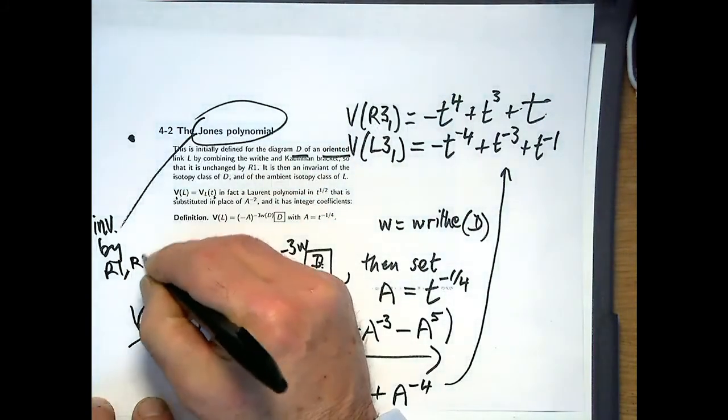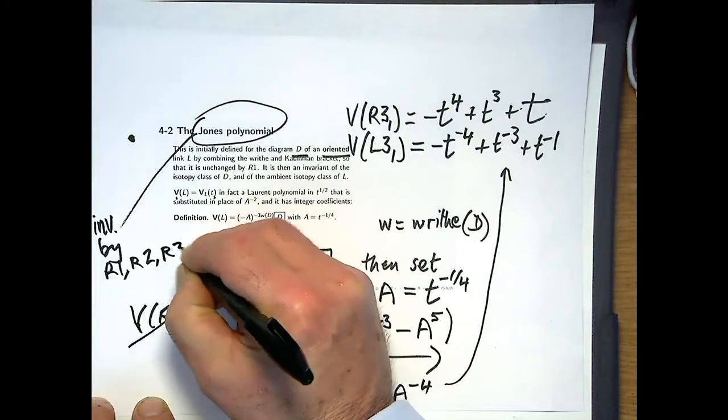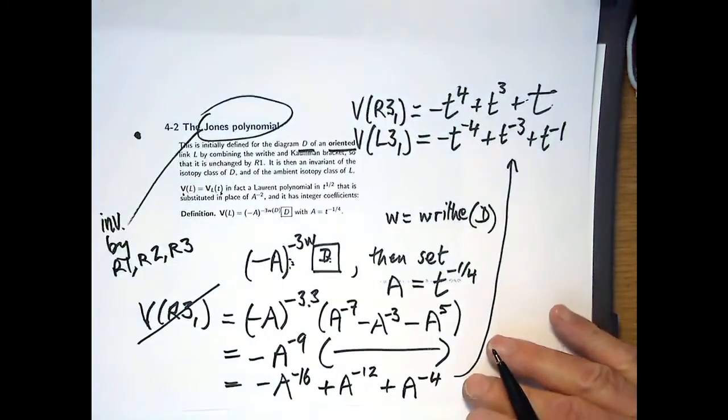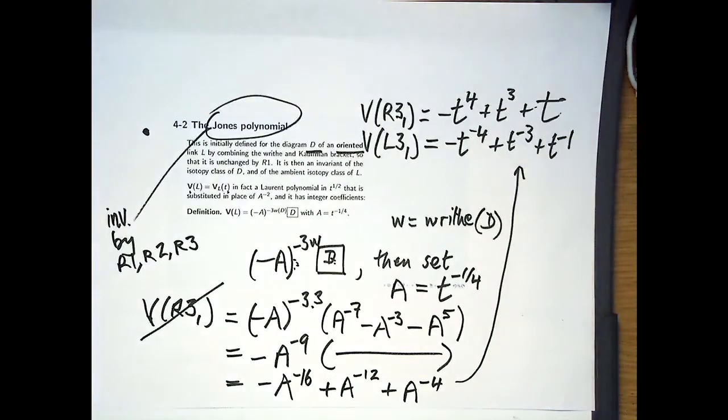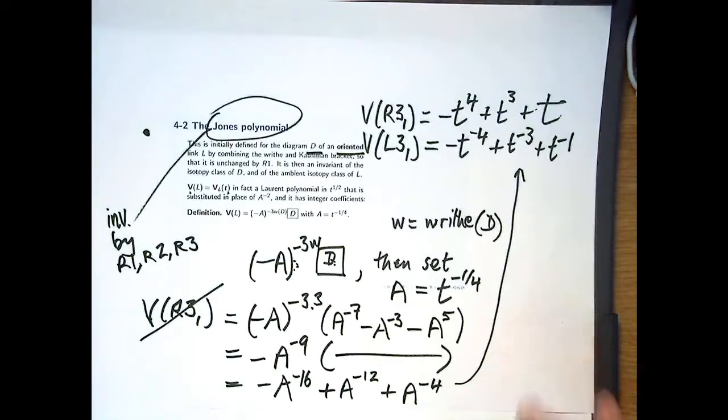So it really only depends upon the ambient isotopy by Reidemeister's theorem. It only depends upon the ambient isotopic class of the knot. So we are computing something associated with a knot in space. Two equivalent knots will have the same Jones polynomial.